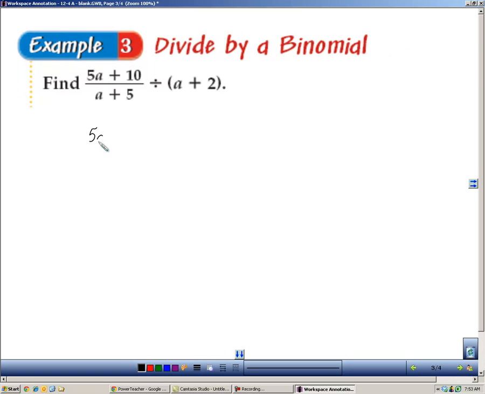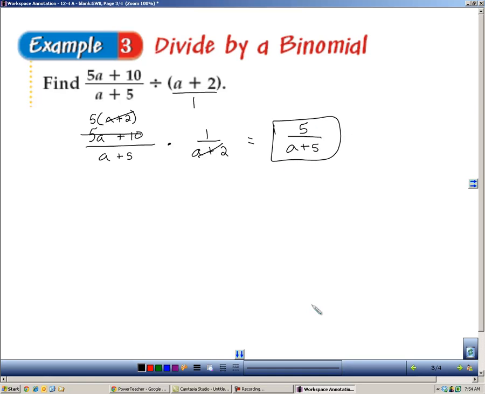In this next example, we're going to start by leaving the first fraction alone. So you want to imagine that this binomial is over 1, so that when you turn it to a multiplication, you can use the reciprocal. I notice the 5a plus 10 can factor by pulling a 5 out. So I'm going to do that, and now I can cancel a plus 2, a plus 2. So I'm left with a 5 on top and an a plus 5 on the bottom.